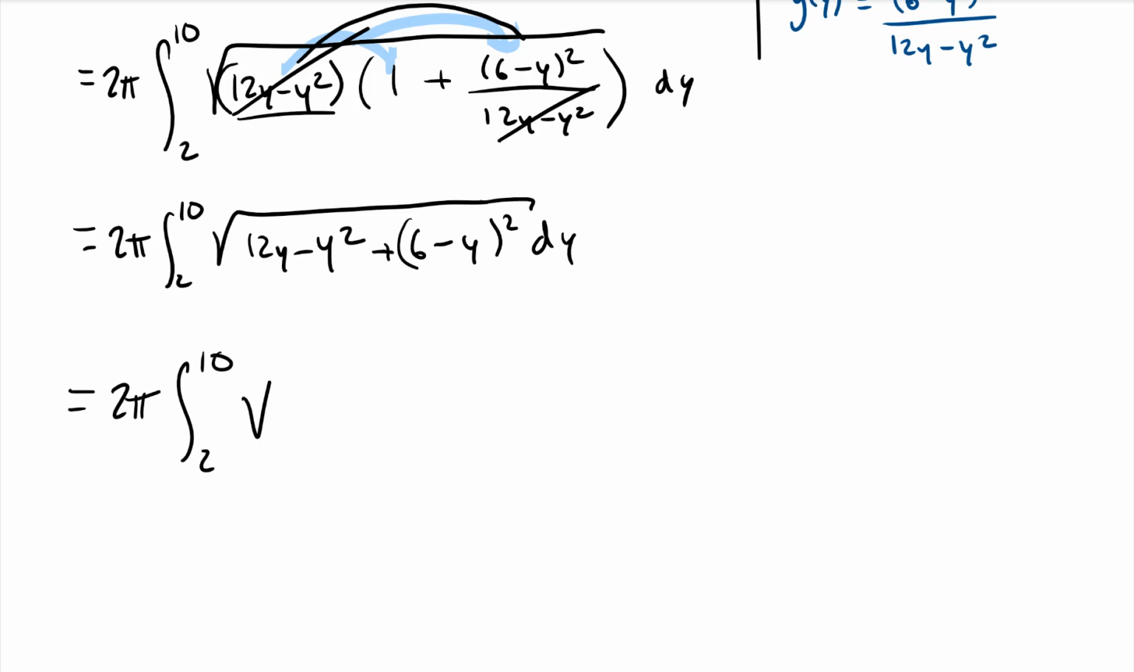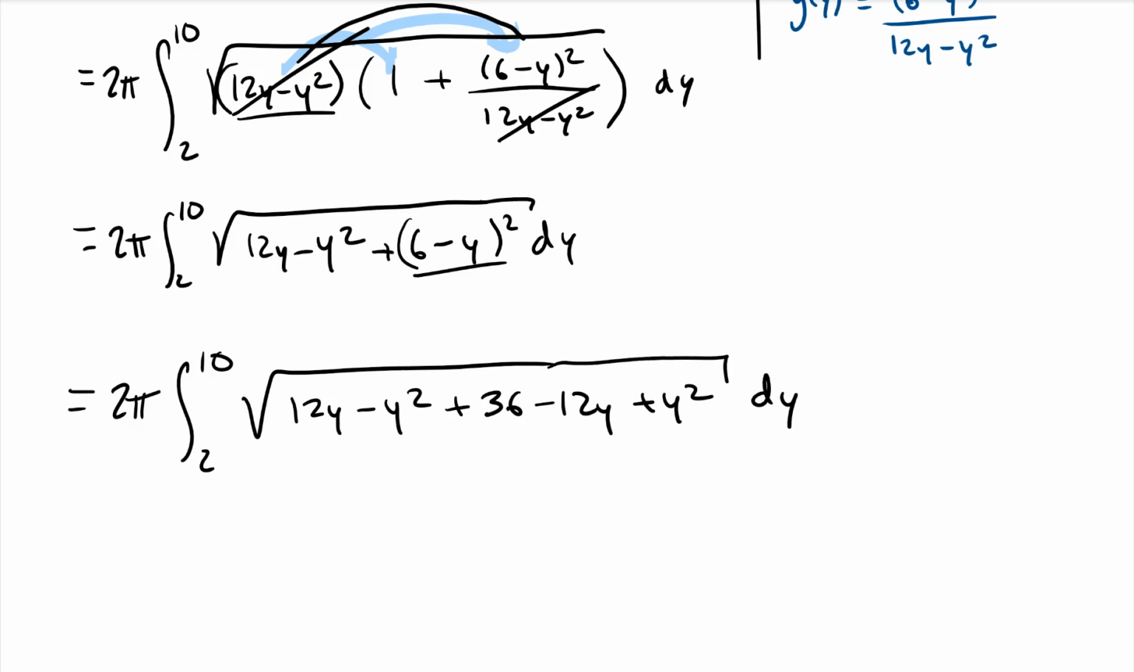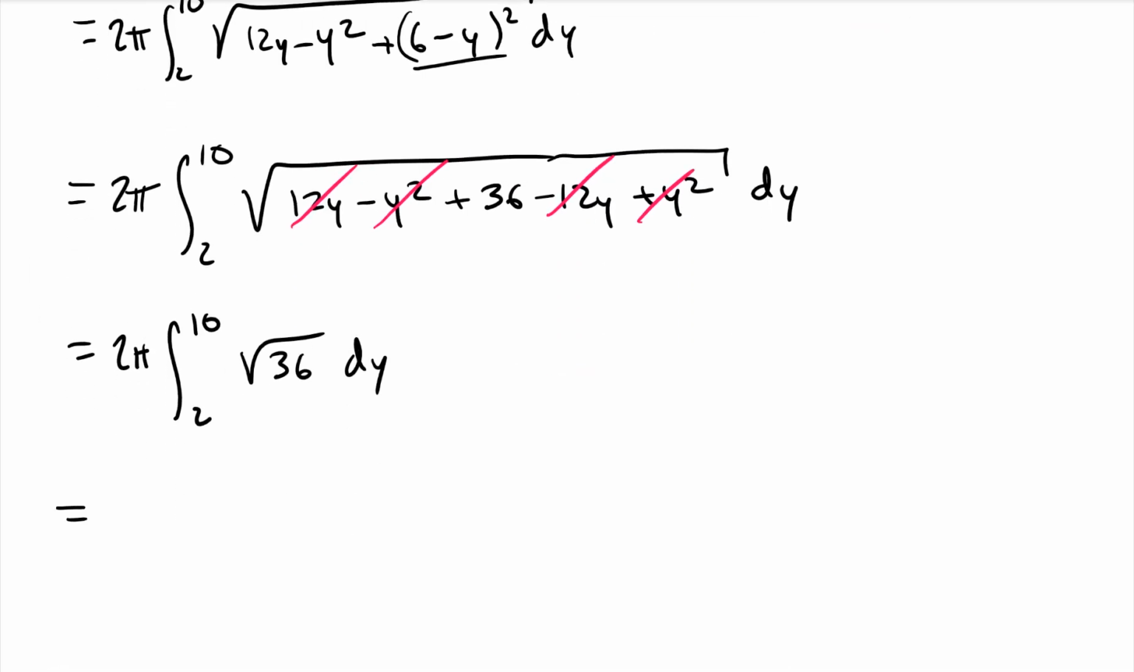So 2 to 10. Now we've got to expand that thing out and figure out what's going on. So we've got 12y minus y squared, and then we expand that out. Was that 36 minus 12y plus what? Really? Come on. No way. Are you kidding me? I love this problem. This is great. I can handle this all day long. Oh my goodness, we're left with the square root of 36 dy. Yeah, buddy. So that's just 6.